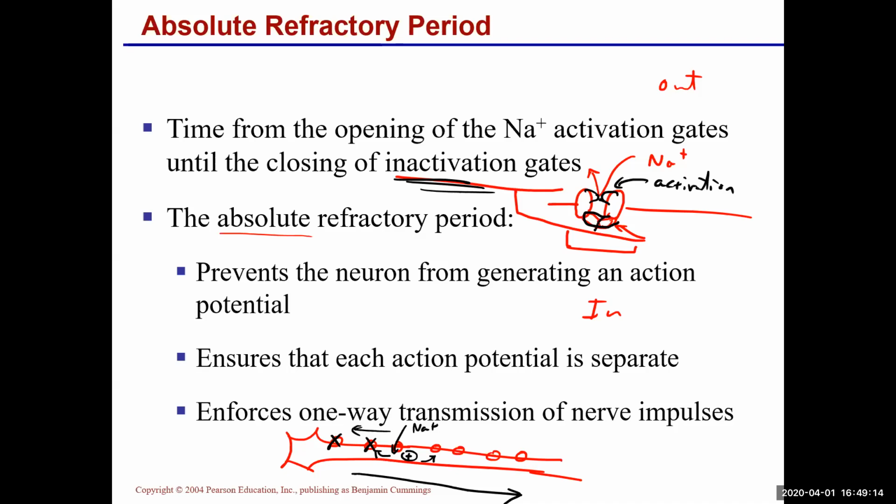And then again, they're going to reset. The inactivation gate is going to open. So again, if the voltage changes, they can open up, and sodium can go in now. All right. So this is called the absolute refractory period. Once they are inactivated, they're inactivated. It doesn't matter what type of voltage or how much voltage you use. They're not going to open up.